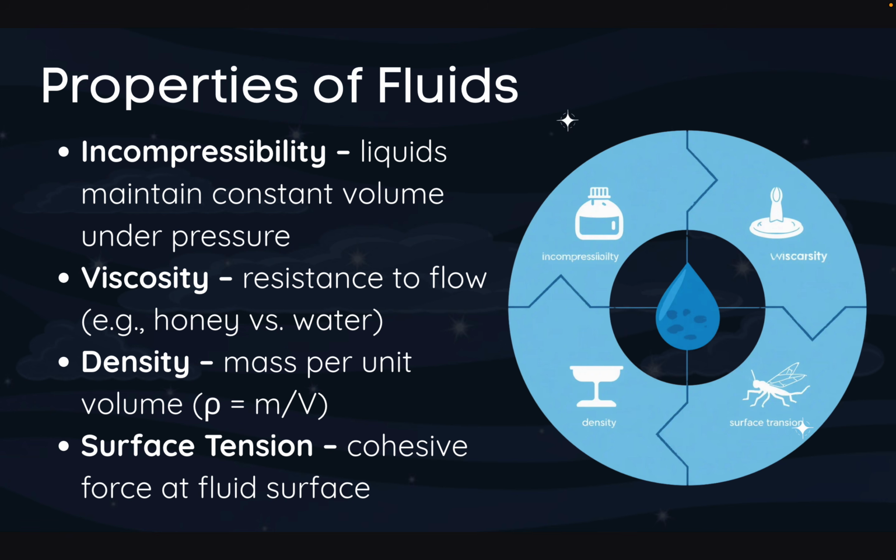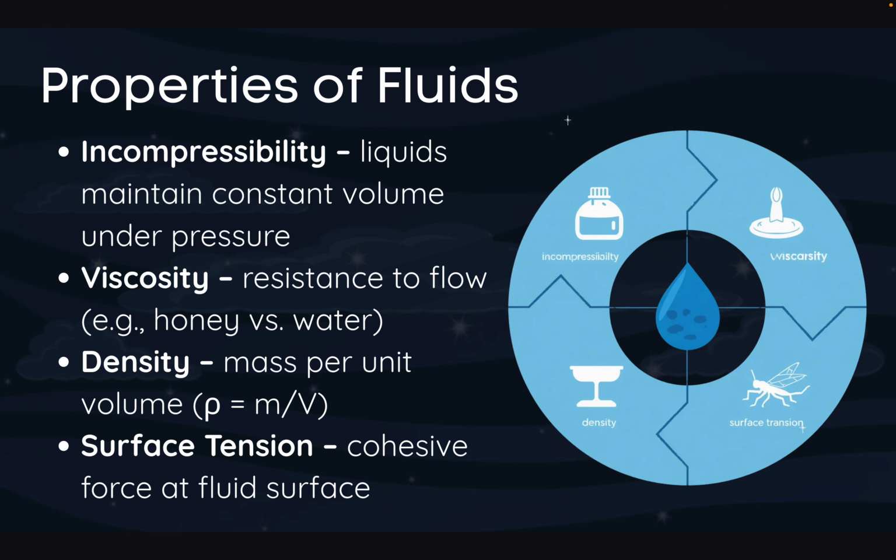So, fluids have several important properties. The first is incompressibility. Most liquids do not compress easily even when pressure is applied. The second property is viscosity. Viscosity refers to a fluid's resistance to flow. For example, honey flows much more slowly than water, mainly because it has a higher viscosity.